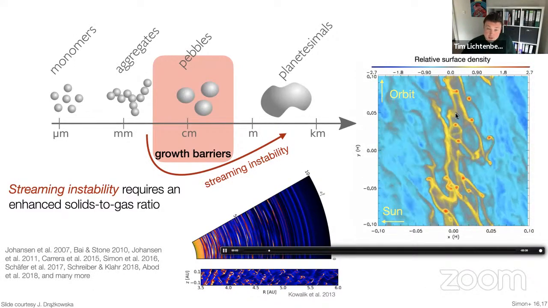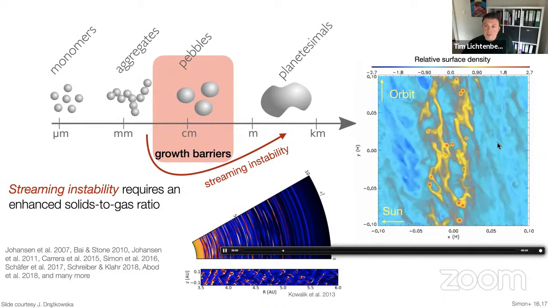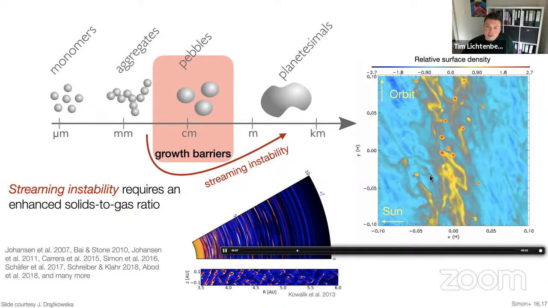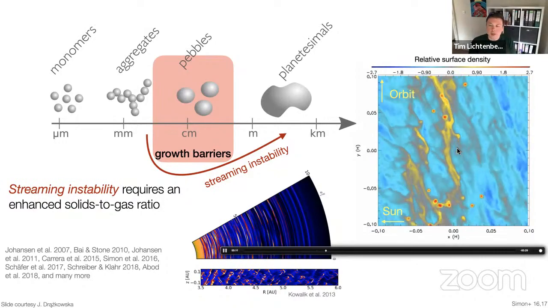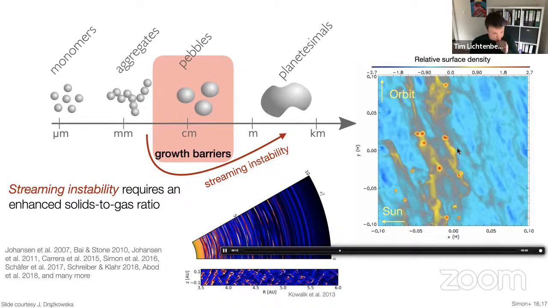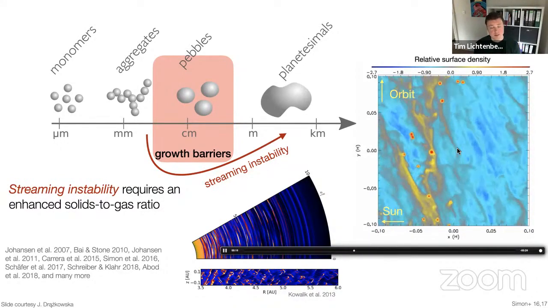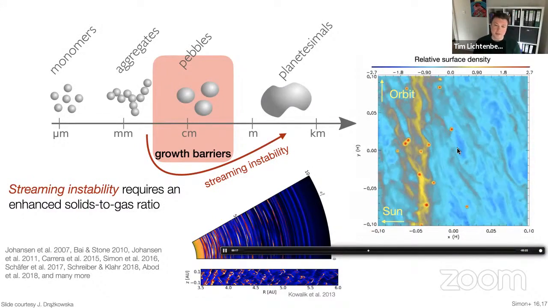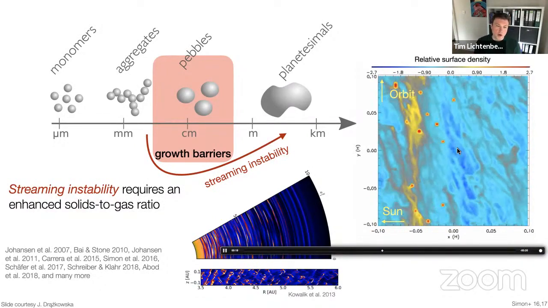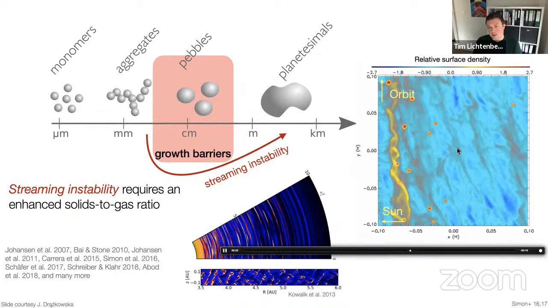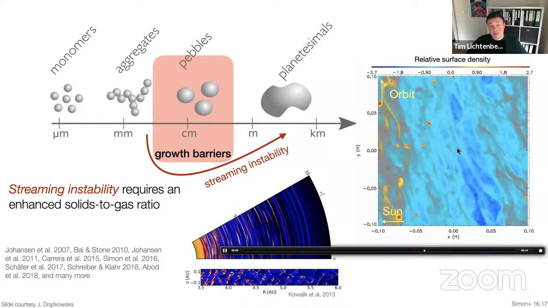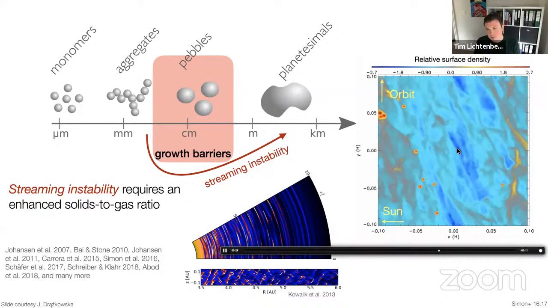So what you see here is the surface density in solids, and you see the clumping of the material into larger asteroid-sized objects. Now, the issue is the streaming instability requires elevated solid densities. So this doesn't typically work with the standard 1% dust to gas ratio, but requires higher values than that in typical simulations.